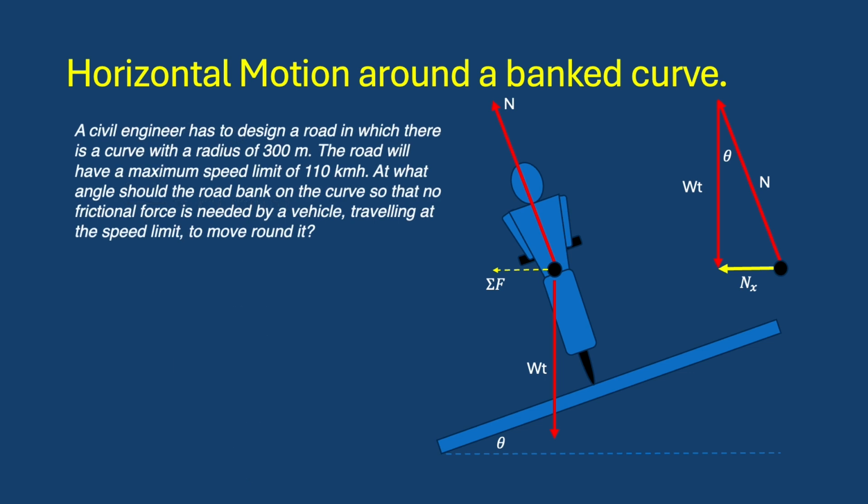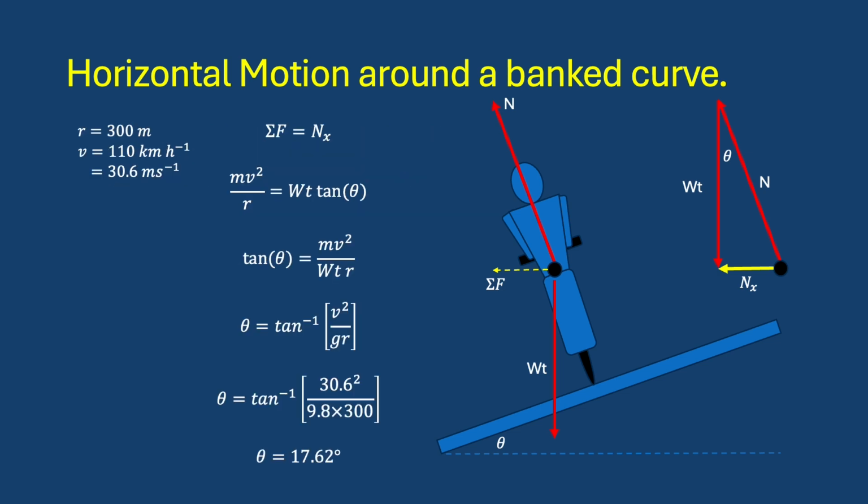A civil engineer has to design a road in which there is a curve with a radius of 300 meters. The road will have a maximum speed of 110 kilometers an hour. At which angle should the road bank on the curve so that no frictional force is needed by a vehicle traveling at the speed limit to move around it? Okay, so what are the important bits of our information here? The radius of the curve, 300 meters. Our velocity, 110 kilometers an hour, which is 30.6 meters per second, divided by 3.6.